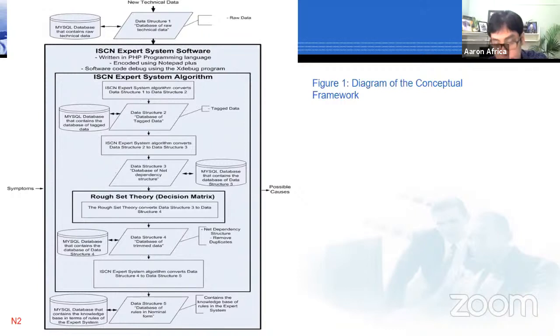And then this is all the data structure. This is the one that we use to do the expert system. For example, in data structure 5, if S1 is equal to 1, then this is equal to BC1, then we only have to know the value of S1 if it is equal to 1.